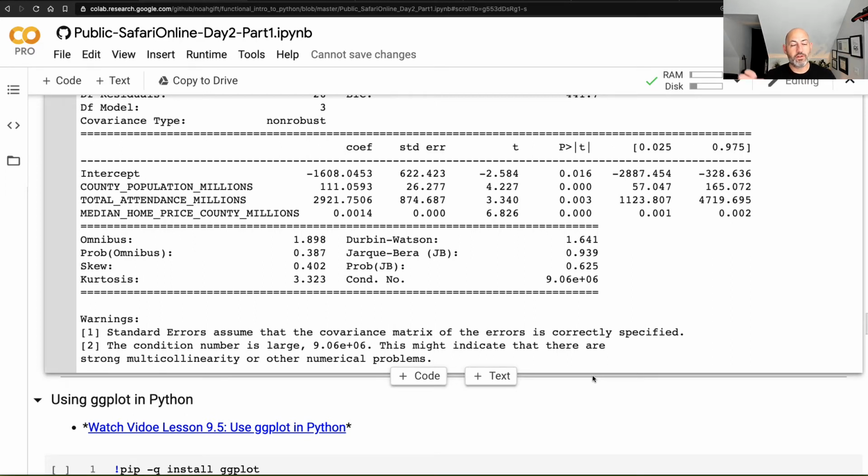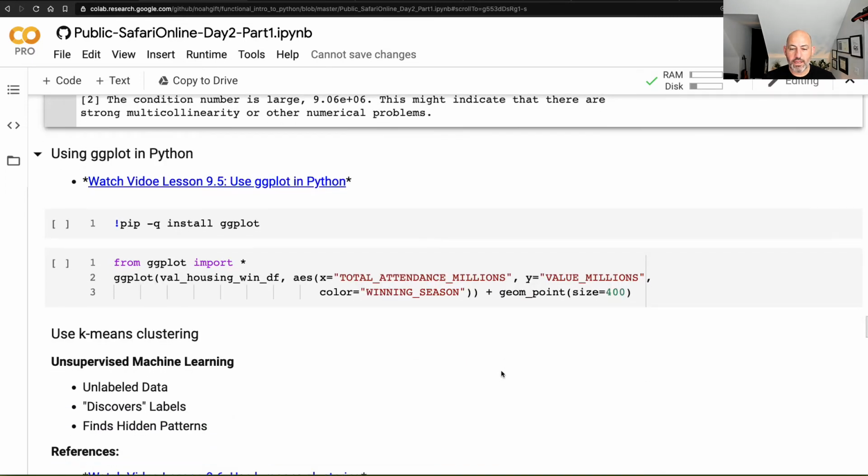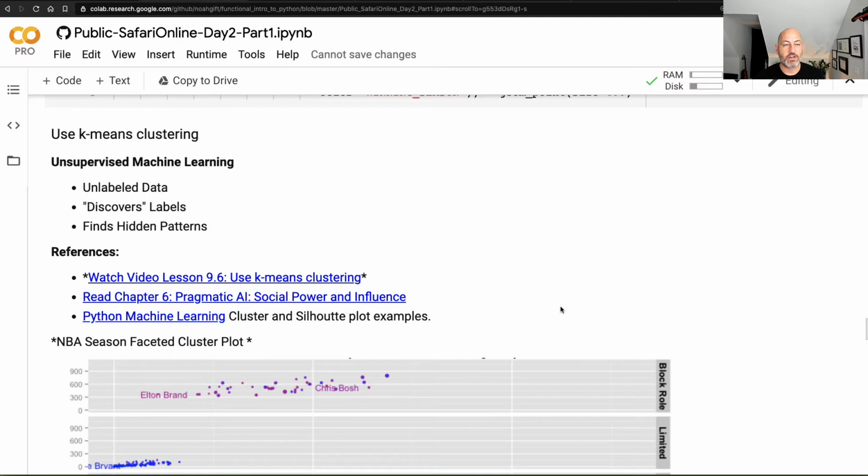So even though there are signals like the attendance or how good the team is, they're not as strong as other signals, which include the attendance and the prices of homes. So what I can do, and I'll skip this next section here, is start to use other techniques to tease out this information. What I'm going to show next here is a k-means clustering example.